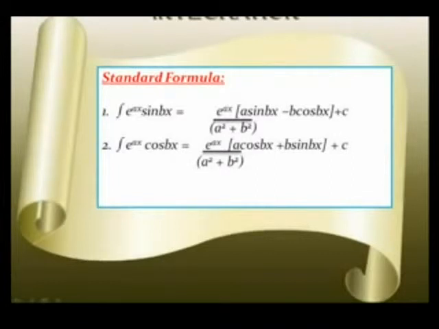Now, these are two very standard formulas, and the results should be learned. In the previous problem we were given a and b equal to 1, so we could have directly used this result to calculate the value of integral of e to the power of x into sin of x equal to e to the power x divided by 2 into sin of x minus cos of x. Now let's try to see the proof of this formula.